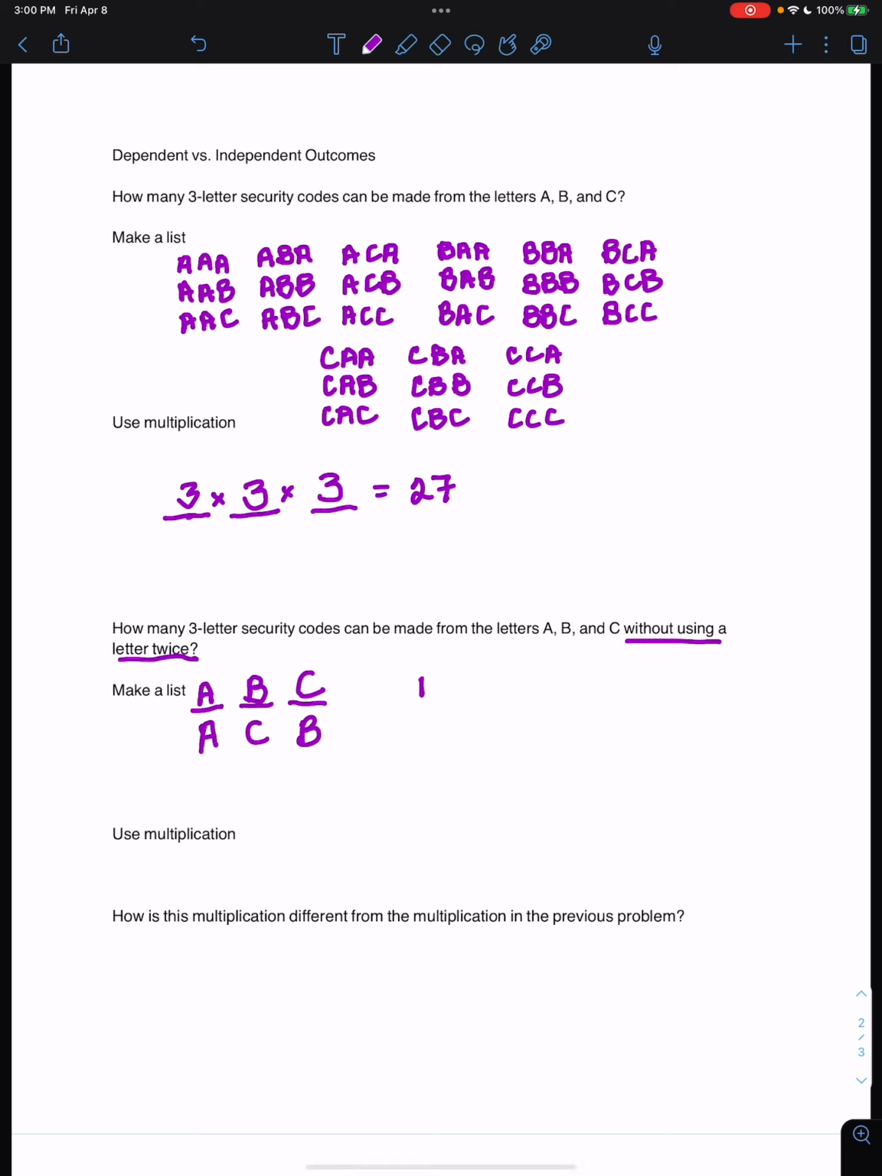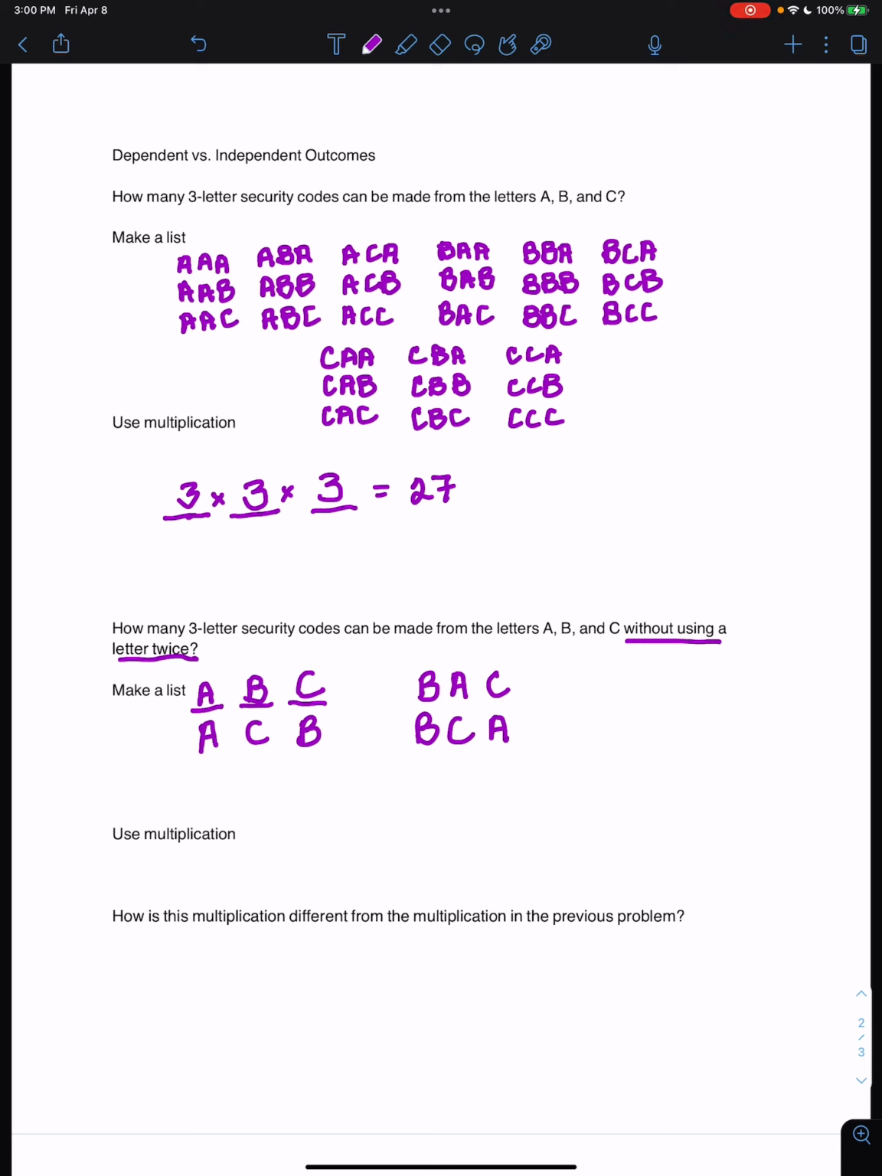How about if I select B as my first letter? Well, then I can choose A, or I can choose C as my second letter. And then for my third letter, if I chose A for my second letter, the only choice I have left is C. And if I choose C as my second letter, the only choice I have left is A.